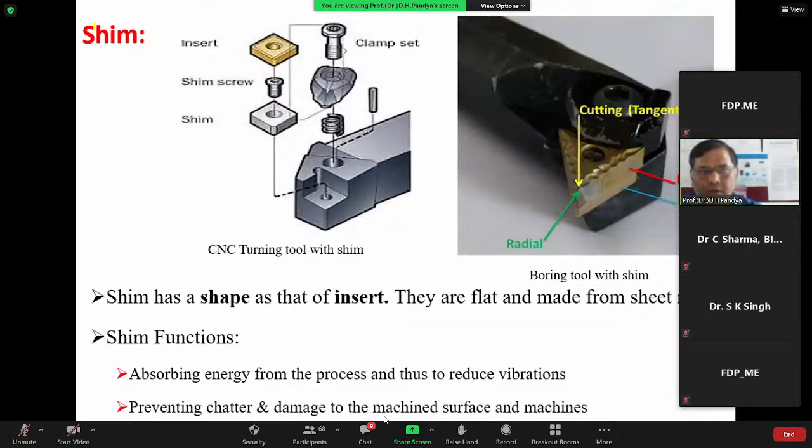So now we are diverting our topic particularly to the application of the sim. As you can see here, a very simple CNC turning tool with the sim. In that, this one is the insert, this one is our cutting tool, and this portion is the sim, right? This is an example, a live photo of our boring tool bar. So this one is the engine room, and this one is the boring tool.